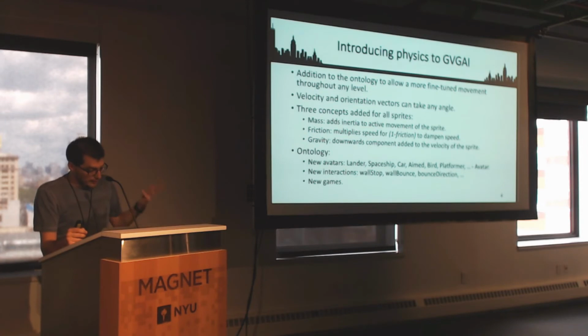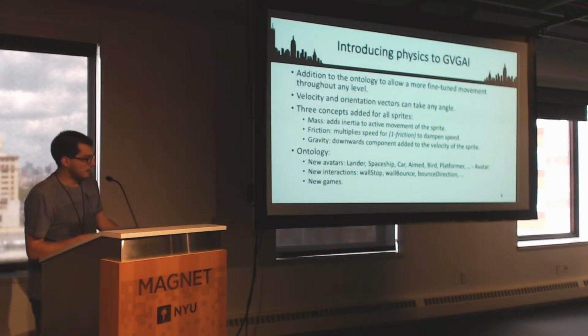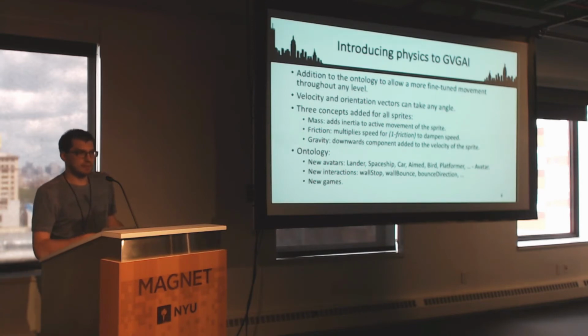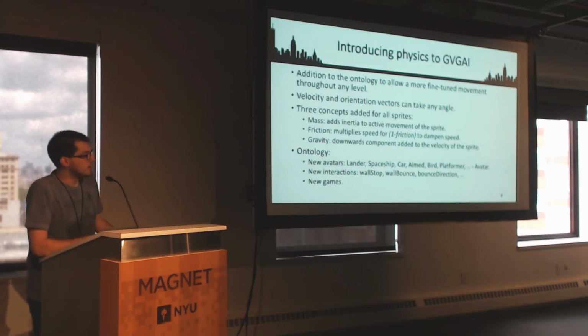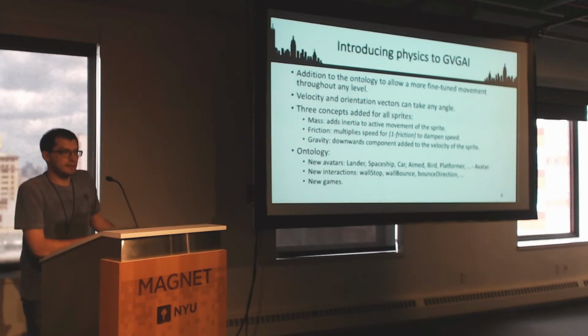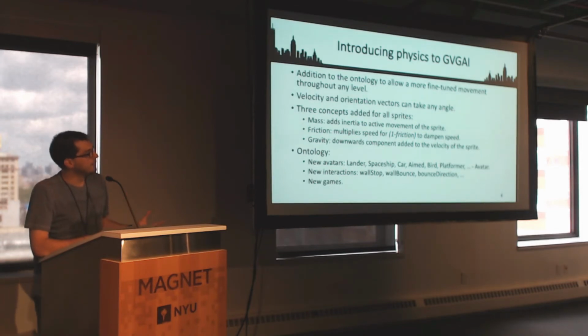The ontology, in case you are interested in the code, at some point you can just check it, but there are new types of avatar: lander, which can give you a glimpse of what kind of games we can create now, spaceship, cars, some kind of birds, you'll see what that is as well, and platformer avatars. Basically different avatars that employ these concepts in a particular layer.